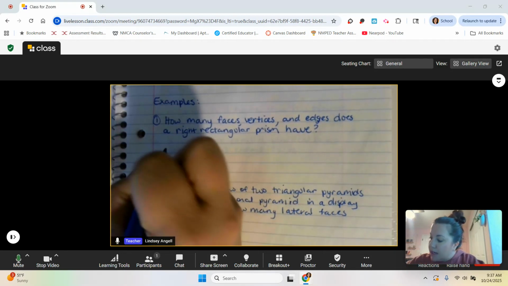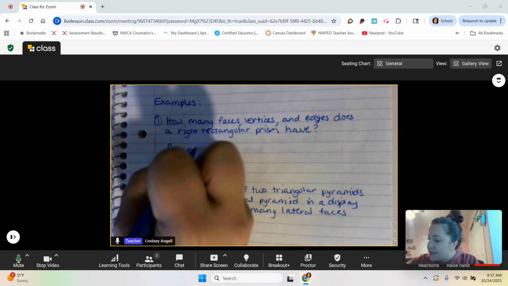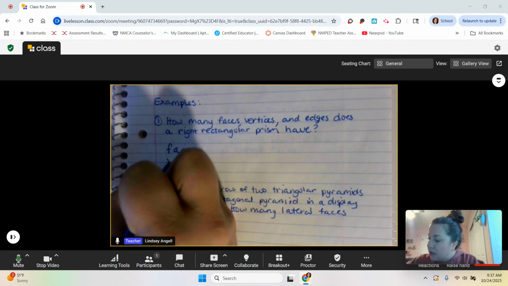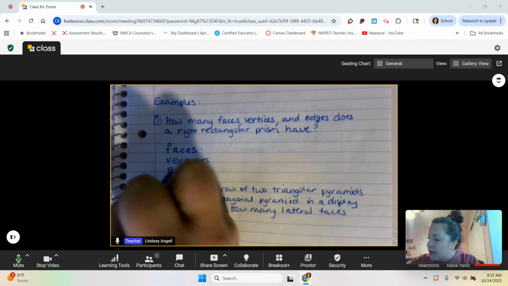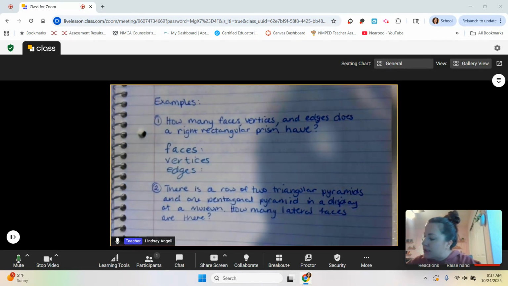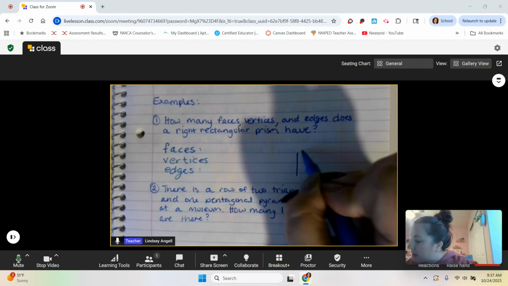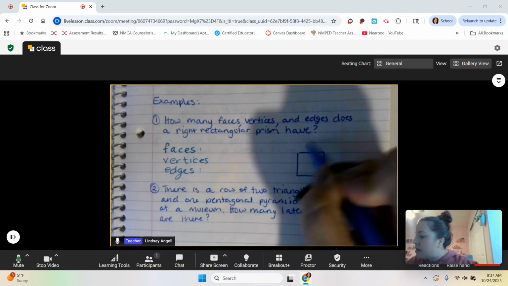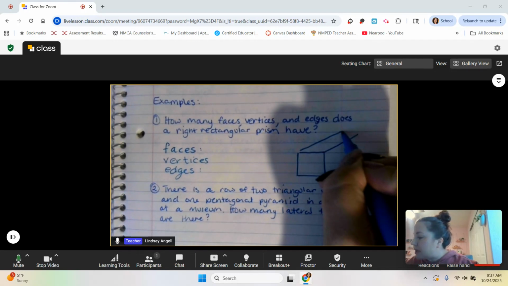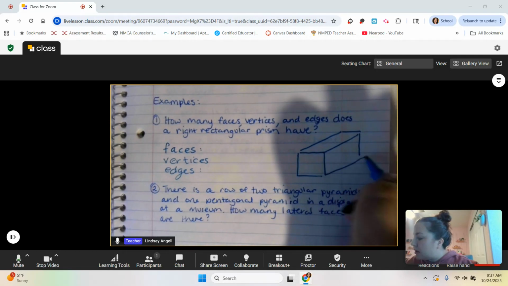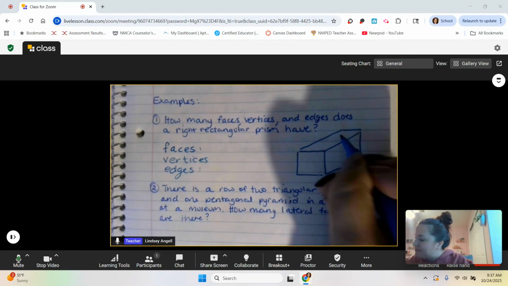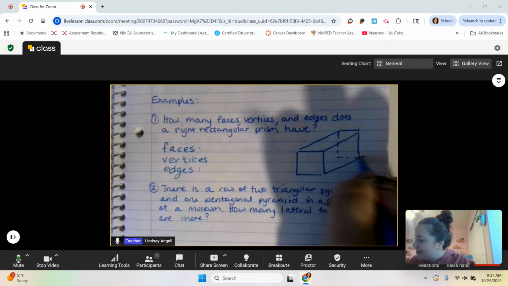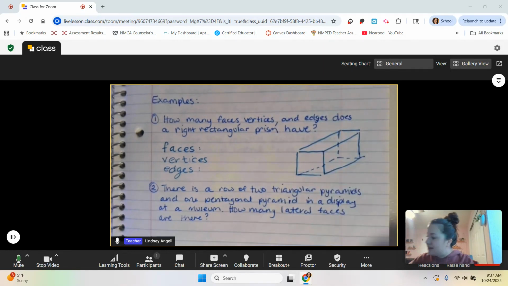So we need faces, we need vertices, and we need edges. Well, let me just draw one. I mean, we can look at the paper that I had on there before, but I could just draw one real quick so we can look at it. I do a decent job of drawing those compared to the triangular pyramid. That one was so hard.